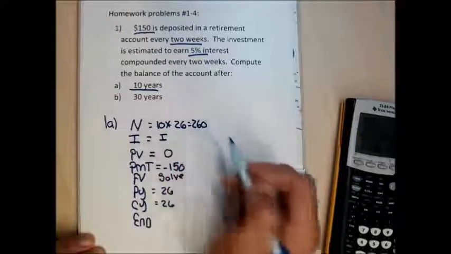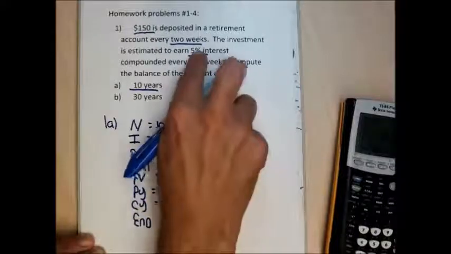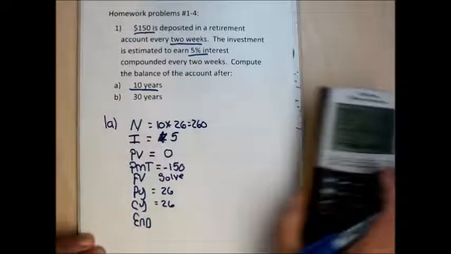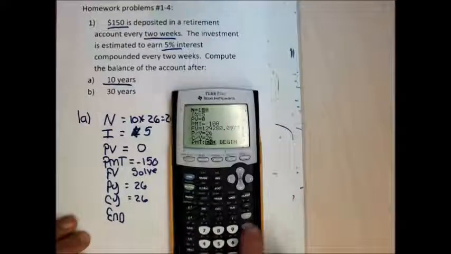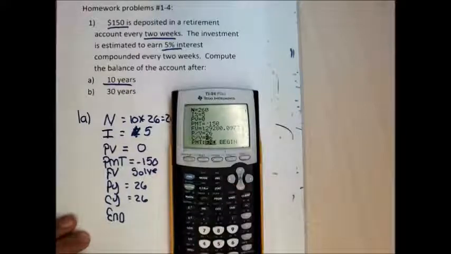I'm staring at a mistake. I wrote I equal to I, although that's not wrong, it's not going to help me. I should have put I equal to 5. Now when I do this computation, I should be fine. So in for the N, I'm going to plug 10 times 26. In for the I I have 5, PV 0, payment negative 150. I have the PY and the CY and the end in.